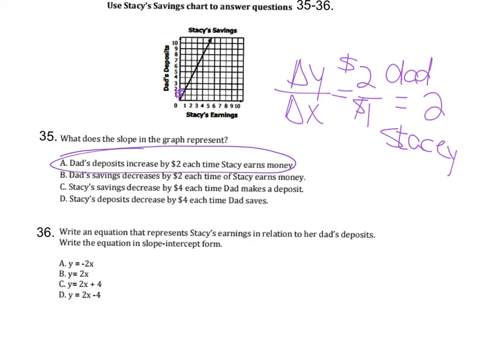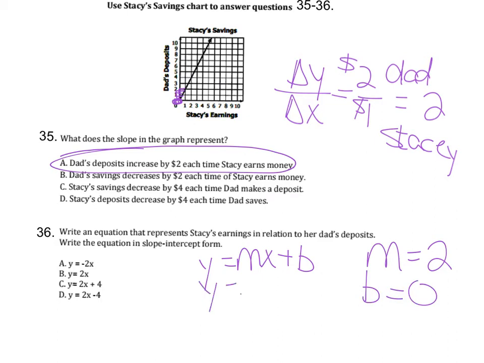Now 36 says write an equation that represents Stacy's earnings in relation to her dad's deposits. Write the equation in slope-intercept form. So we need M and we need B. Well, we've already said that M was 2. We've got the slope. Where does this cross the y-axis? B is 0. So y equals 2x plus 0. We don't need to write that 0, so we get y equals 2x. That's B.